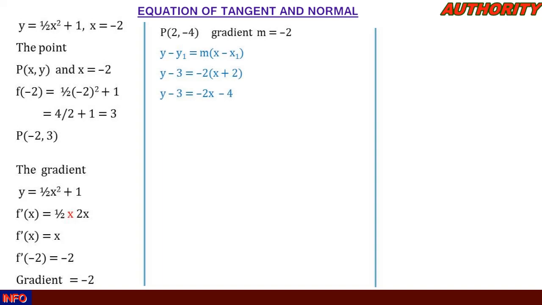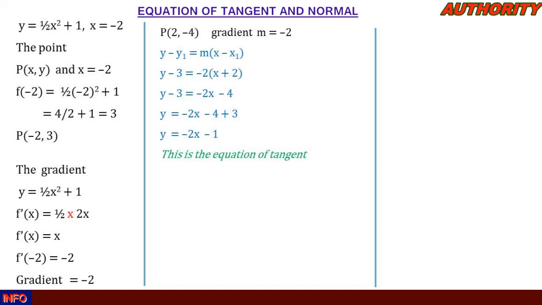Now let's take minus 3 to the other side. We are going to have y is equal to minus 2x minus 4 plus 3. Now, when you say minus 4 plus 3, it's going to give us minus 1. So, therefore, we have y is equal to minus 2x minus 1. And this is called the equation of the tangent.